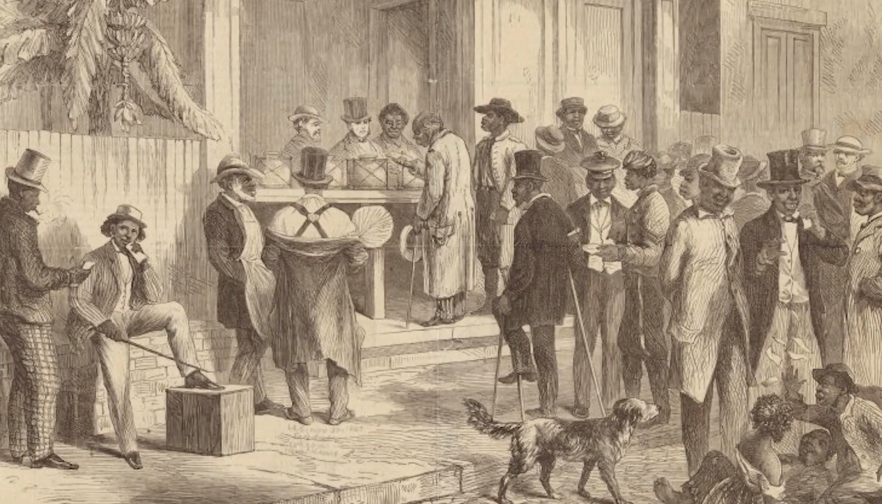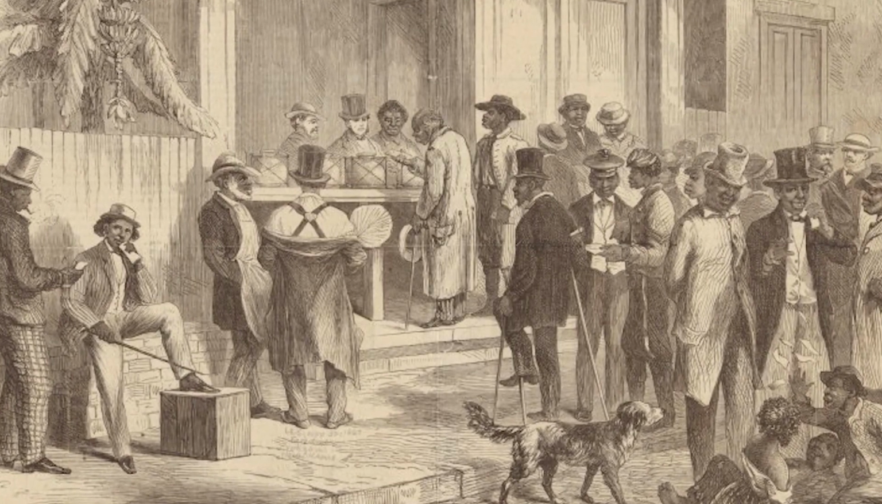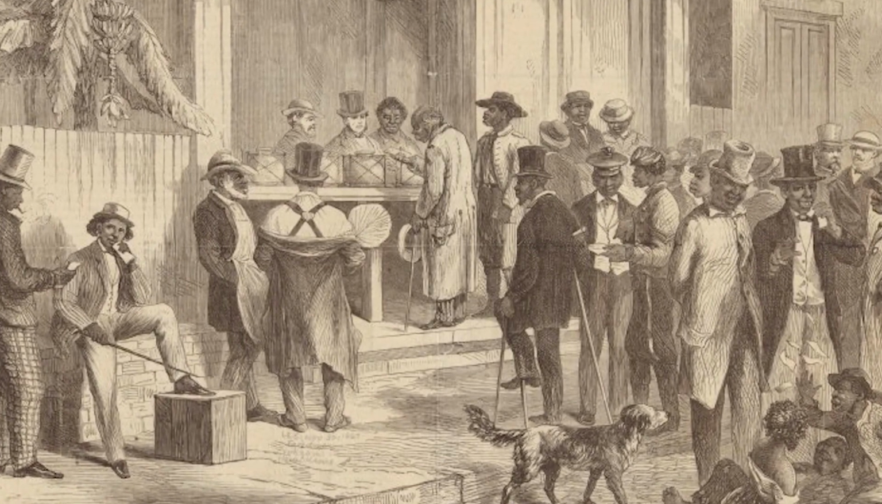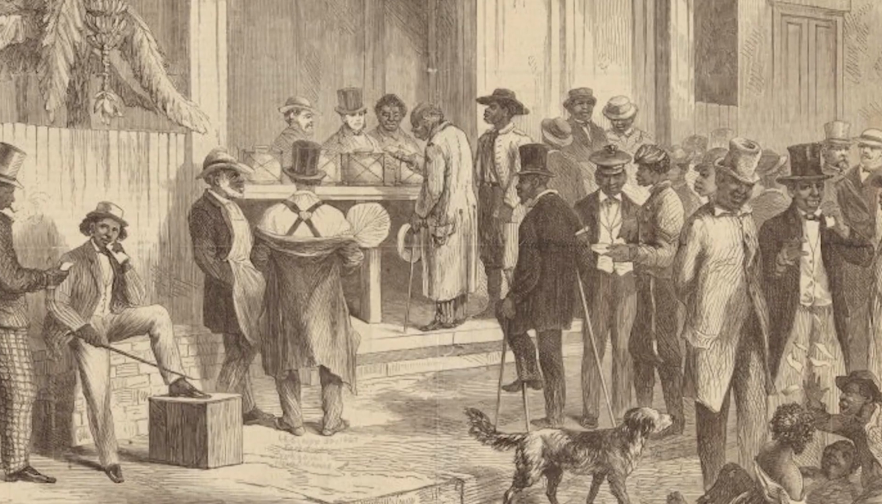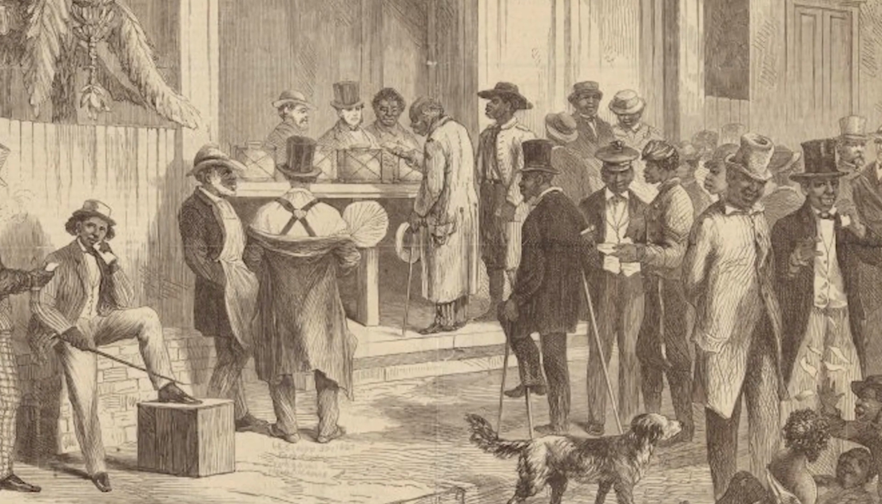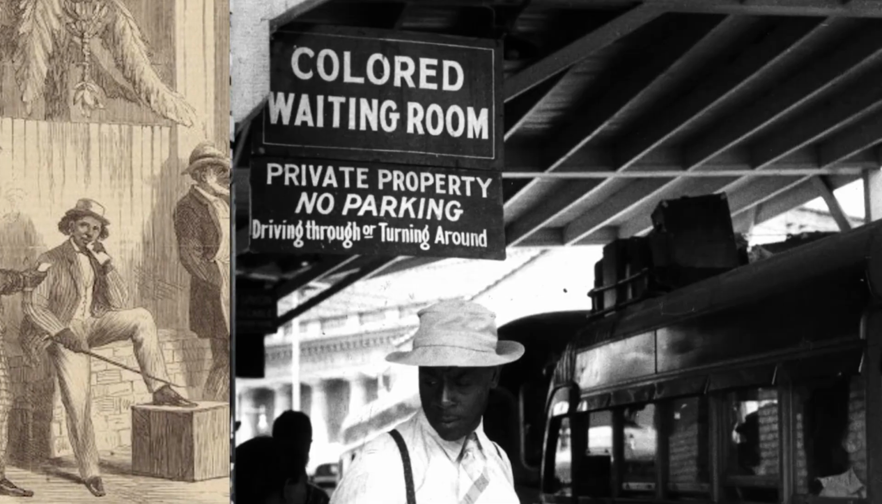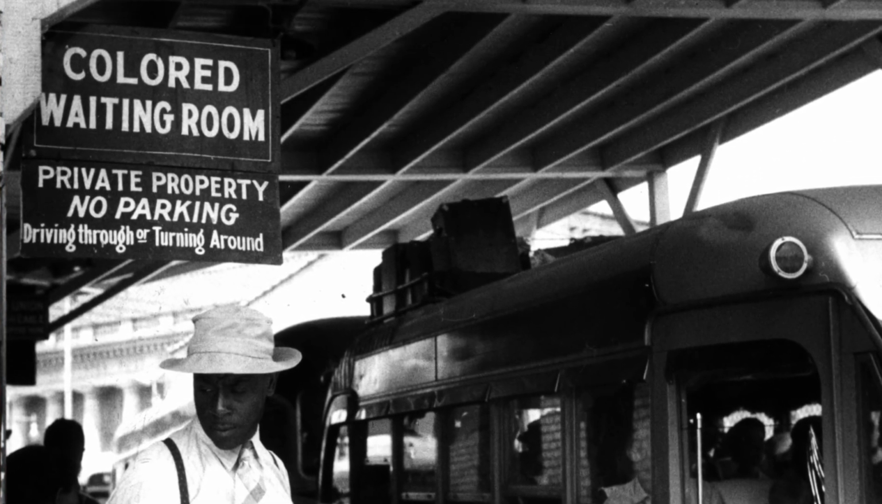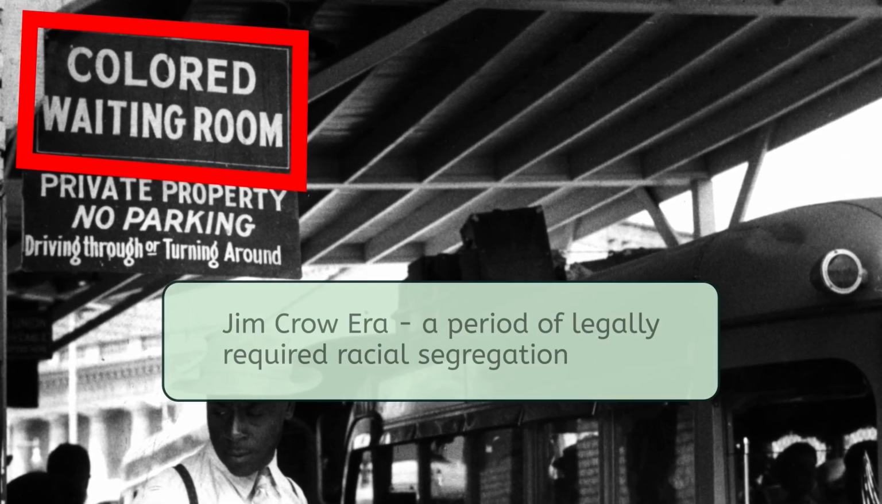White supremacy and laws that made it hard for black people to vote, such as literacy tests, poll taxes, and grandfather clauses, became especially widespread by the 1890s. Southern governments legally required racial segregation or separation in public places, beginning a period called the Jim Crow era.